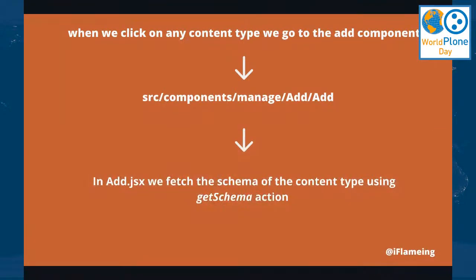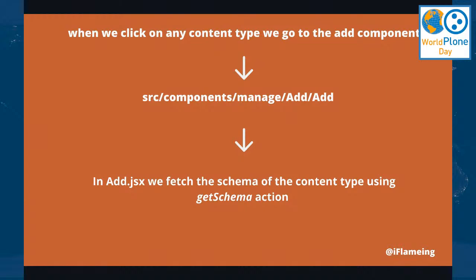When you click on any content type, like we did for the file content type, Volto renders an add component. You can find the add component at source, component, manage, add. And what are we doing in the add component? In add.jsx, we are fetching the schema of the content type using the get schema action.